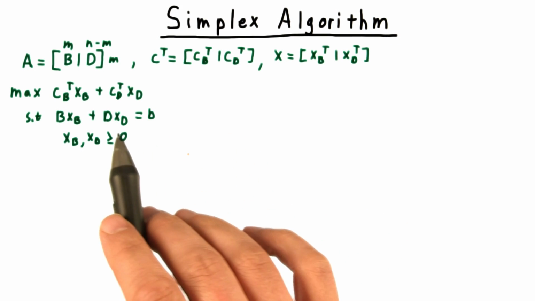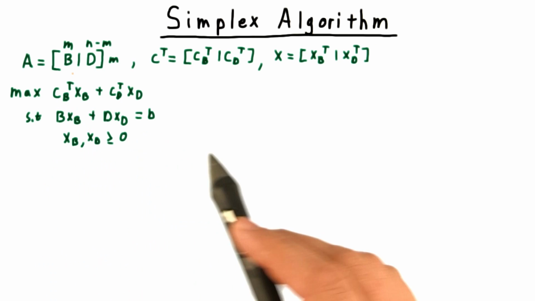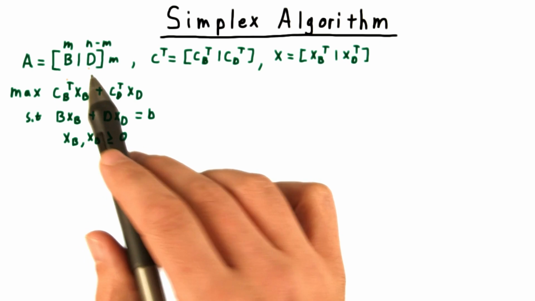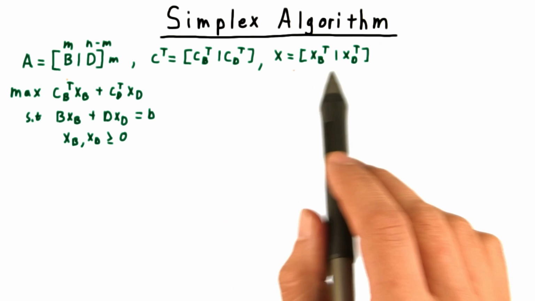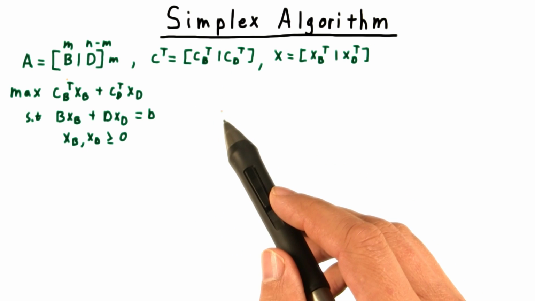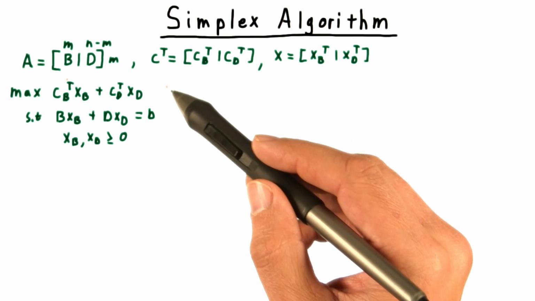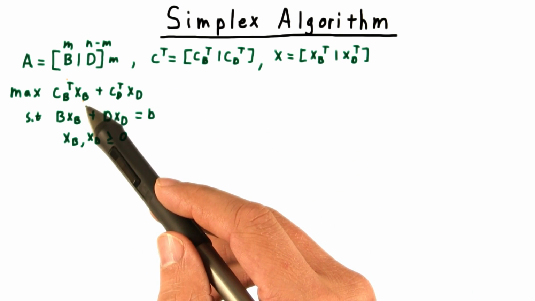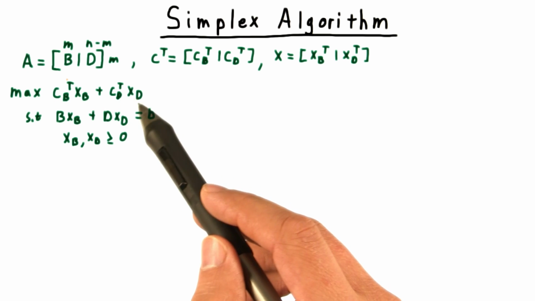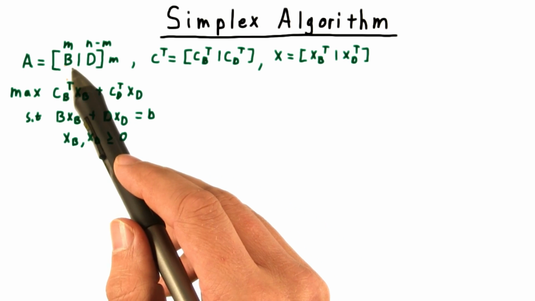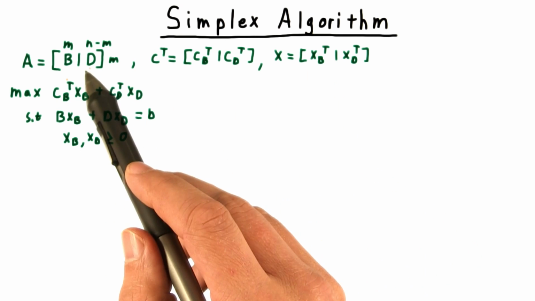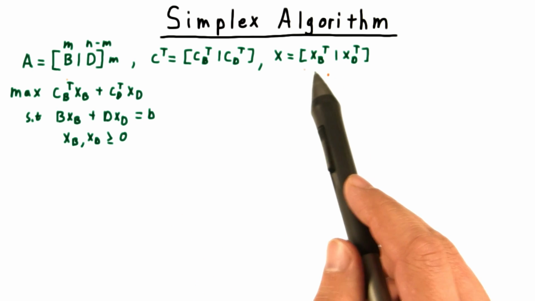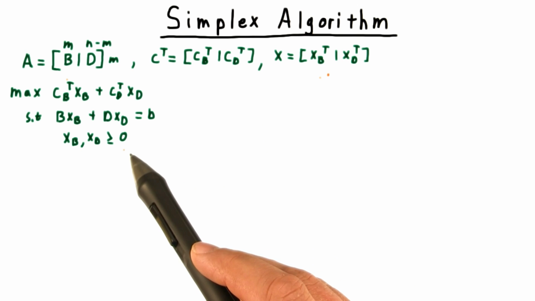For convenience, let's suppose that our current basis consists of the first m columns of A. We'll call this submatrix B, and the remaining submatrix D. It will also be convenient to partition x and c in an analogous fashion. Overall then, we can write our standard form linear program like so: maximize c_B transpose times x_B plus c_D transpose times x_D, subject to the constraints that B times x_B plus D times x_D must be equal to b. And of course, both x_B and x_D must be non-negative.